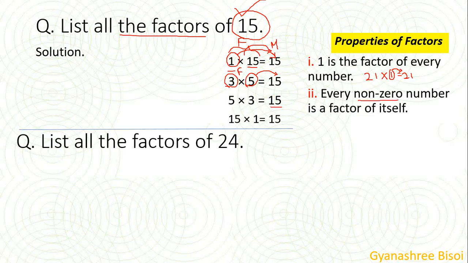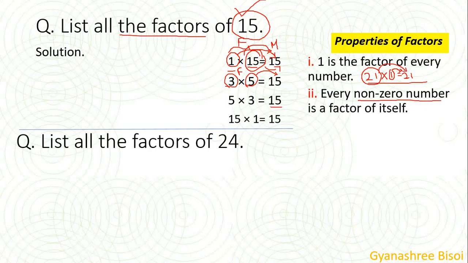What do you mean by a non-zero number? A number which is not zero. So, a number is a factor of itself. See, 1 multiplied by 15 equals 15. So, 15 is a factor of itself. Here is another example. 21 multiplied by 1 equals 21. That means 21 is a factor of itself. You can take any number to check, right?